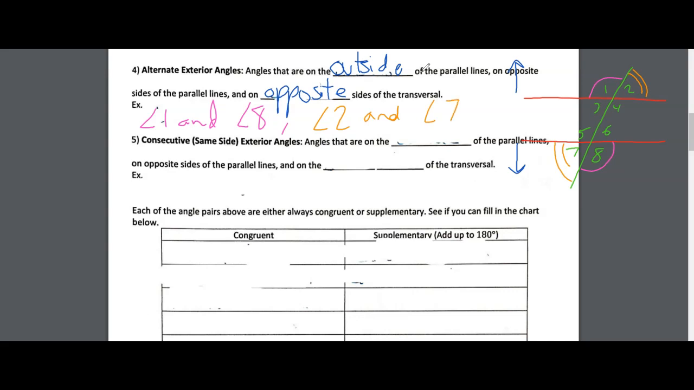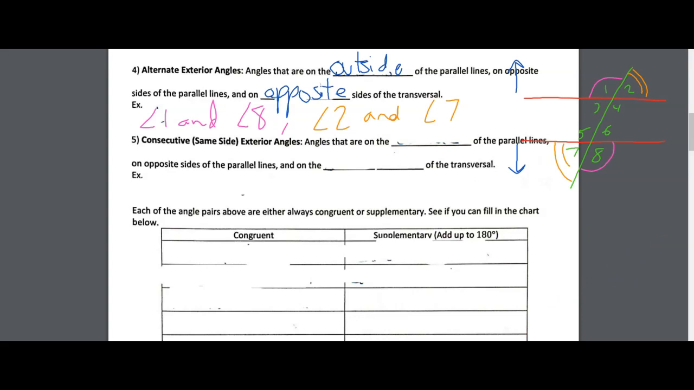Okay, so they have to be outside of the parallel lines, and they've got to be on alternate sides of that transversal, as well as one has to be on the top and one has to be on the bottom. Or, of course, I could draw my diagram like this, and then we'd have to think about left and right rather than top and bottom. But we'll get into plenty of examples later on.